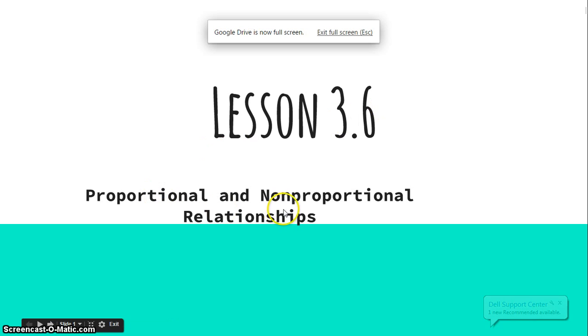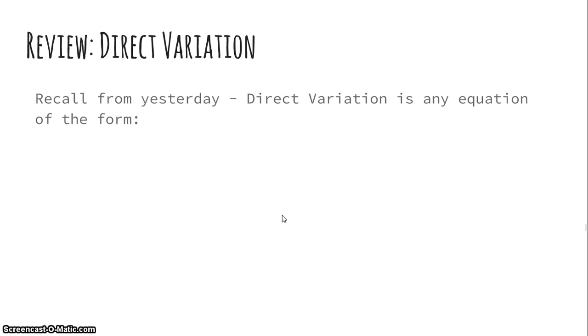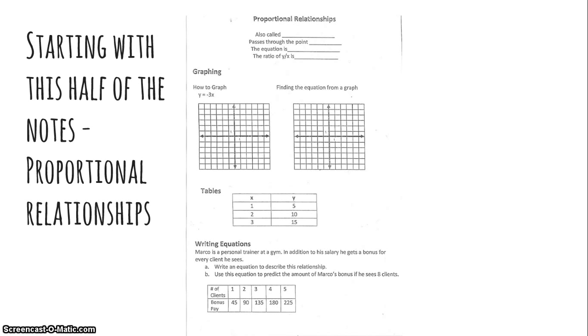We were talking about proportional and non-proportional relationships. So you're going to see how this adds directly on what we talked about yesterday, which was direct variation. Remember, this is any equation in the form of y equals kx. We said that k was the same as m, and of course m is the slope. So y equals kx, y equals mx, all of this is just direct variation. We're going to add on to that now with proportional relationships.